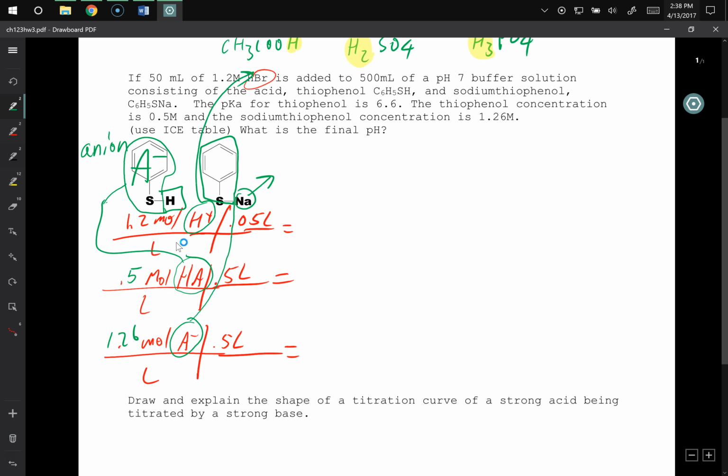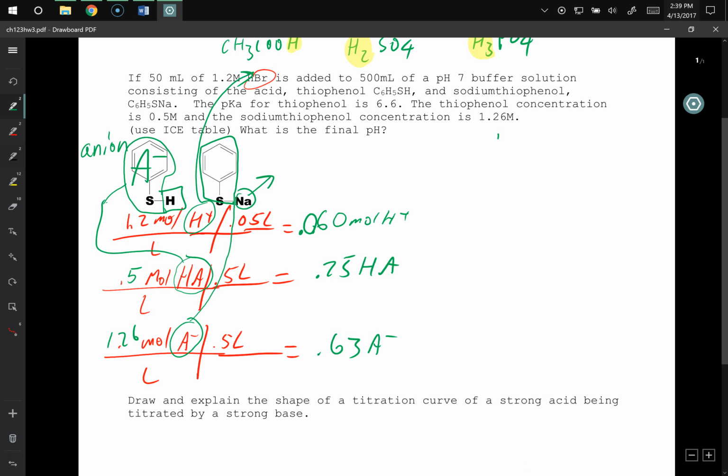What is this? Is that right? Or is it just 0.2? No, it is 0.06. And this is 0.25. HA, 0.25. A negative, 0.63.